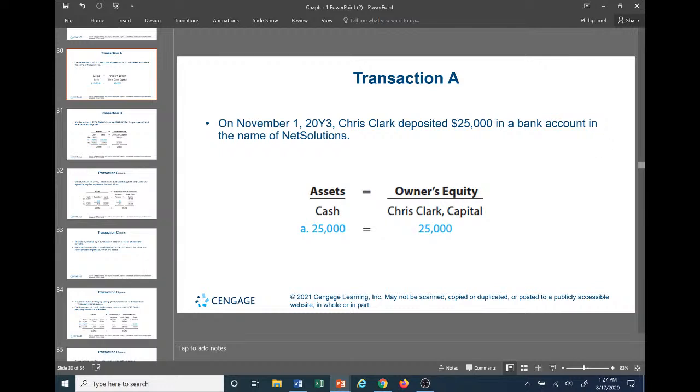So just follow along with me. As of right now, after just transaction A, when Chris deposited that $25,000, the company's assets increased $25,000, and the owner's equity increased $25,000. So right now the equation's in balance. Assets equals owner's equity.